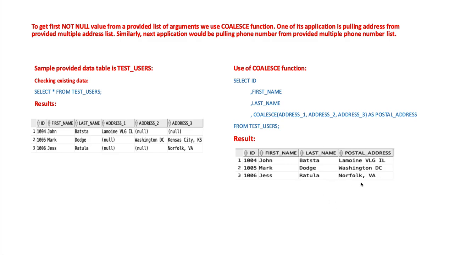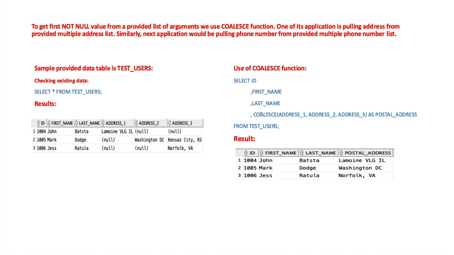To get this result, I am using the COALESCE function, selecting ID, first name, last name, then COALESCE address 1, address 2, address 3 as postal address from test_users. When we run this code, it will give the result as shown below.